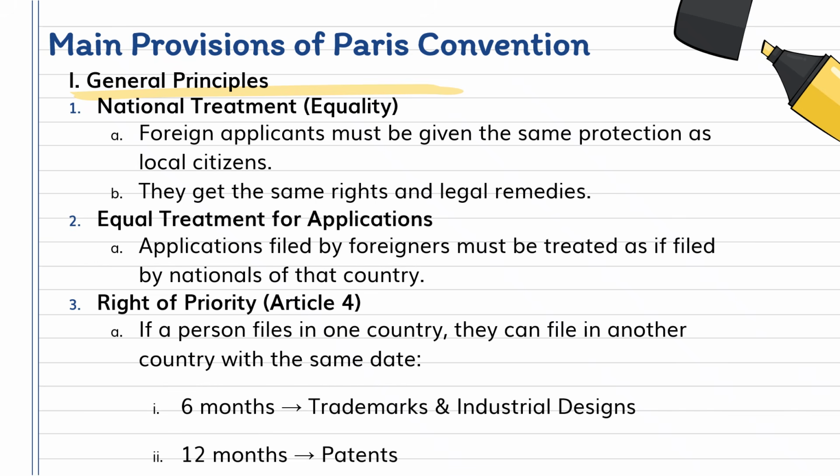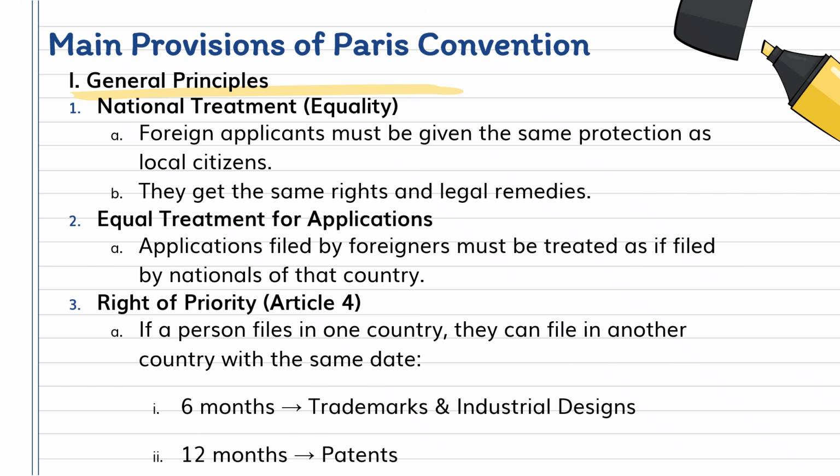Next slide. Main provisions of Paris Convention. General principles. Number 1, national treatment. Equality. Foreign applicants must be given the same protection as local citizens. They get the same rights and legal remedies. Second point, equal treatment for applications. Applications filed by foreigners must be treated as if filed by nationals of that country.